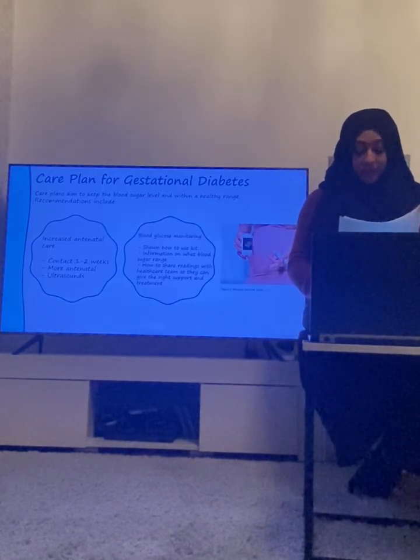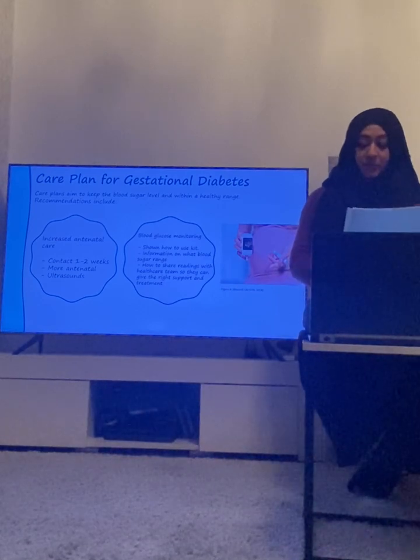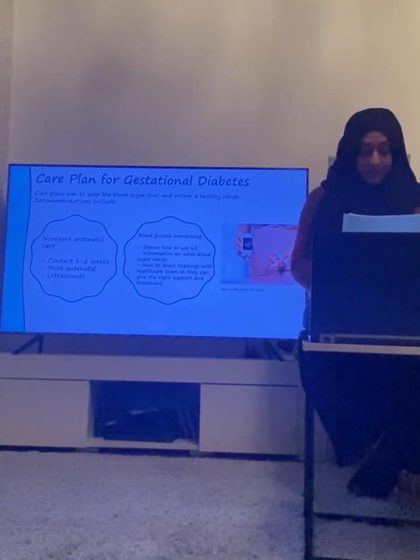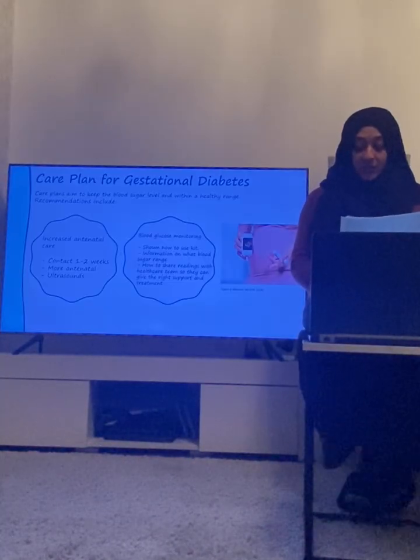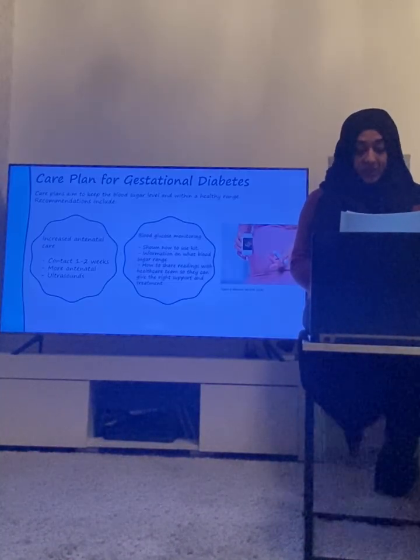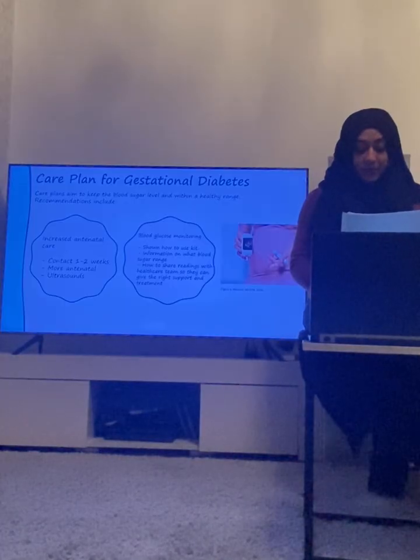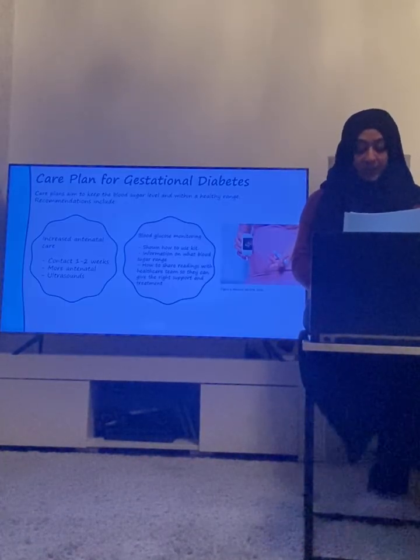Blood glucose monitoring. The pregnant person will be advised on how to check their blood sugar properly, including when and how often to do it. Information on what blood sugar range is will also be given, and how to share readings with healthcare team so they can give the right support and treatment.